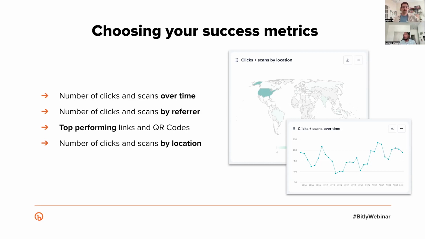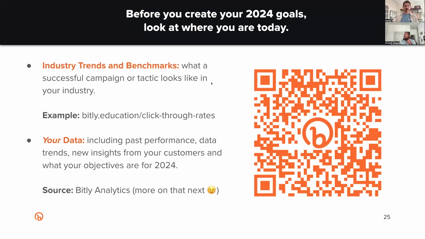And if there is a region, let's say North America, that's not performing the best, that lets you know there's some work that needs to be done, and you can optimize and really increase it to the benchmarks that you have for the other regions. So I would say these four are really good places to start with choosing your success metrics: the number of clicks and scans over time, by referrer, your top performing links, and your number of clicks and scans by location. But I will hand this off to Daniel really quickly to talk about 2024 goals and looking at where you are today.